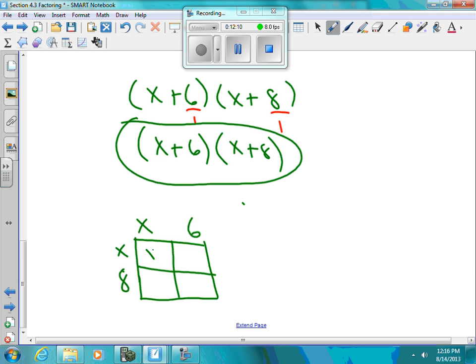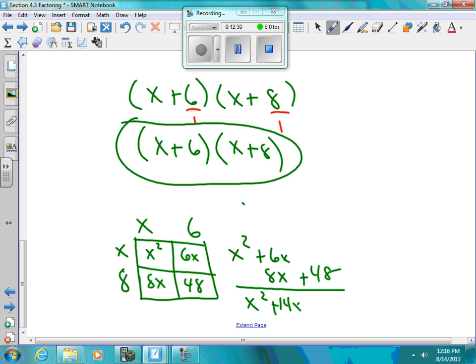X times x is x squared. X times 6 is 6x. 8 times x is 8x. 8 times 6 is 48. And we write out our like terms and line them up. We end up with x squared plus 14x plus 48, which is what we started with. It checks. That's our answer. That is factoring using the bottoms up method.